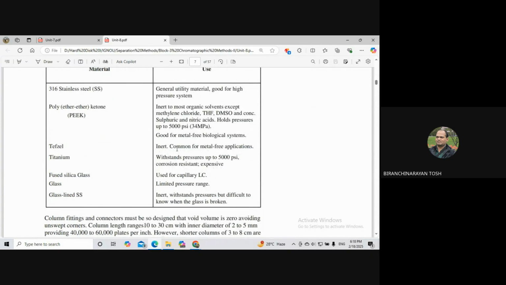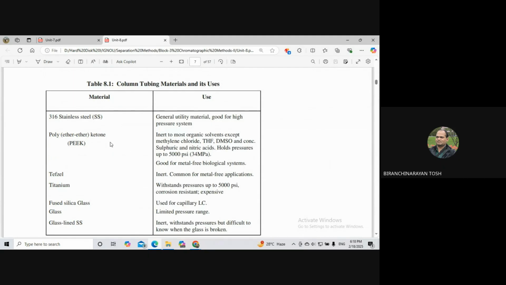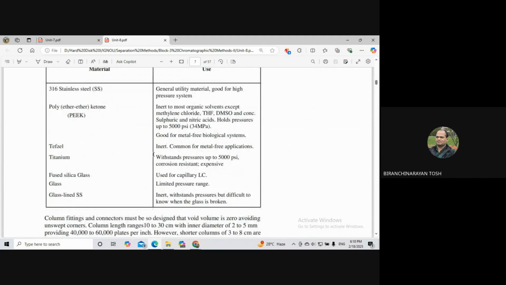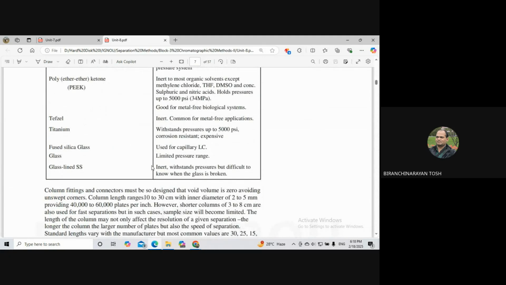What are the materials, and what is the use of the tubing? If it is stainless steel, it is a general utility material good for high pressure systems. Others are polyether ether ketone, Tefzel, titanium, fused silica glass, or glass-lined stainless steel. These are the different materials which are used for preparation of columns.